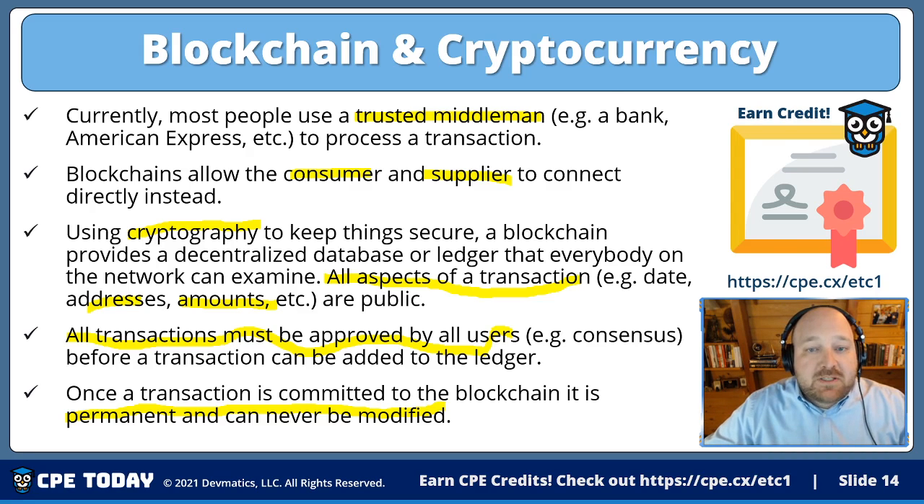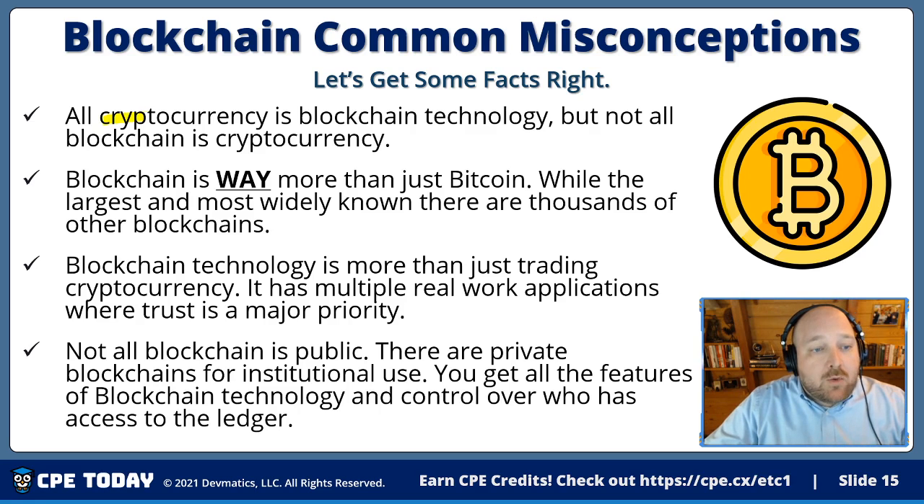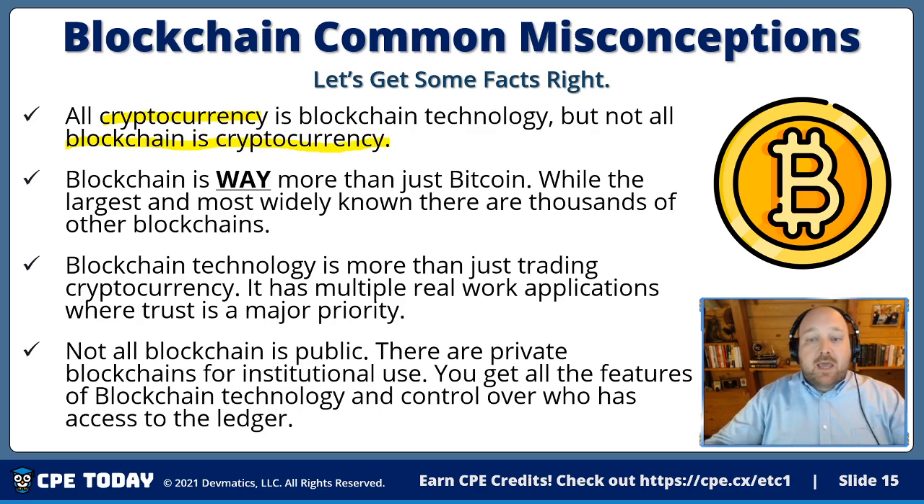Now, there are a couple of misconceptions that I want to address immediately so we can get our facts right around blockchain and cryptocurrency. Okay? All cryptocurrency is blockchain technology, but not all blockchain is cryptocurrency. Okay? Cryptocurrencies are going to be things like your Bitcoin, your Ethereum, your Litecoin, your IOTA, and more.